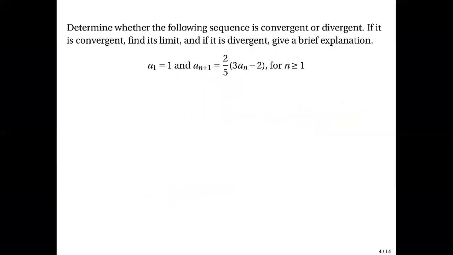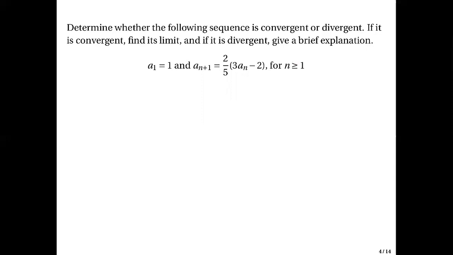Now, for this, determine whether the sequence is convergent or divergent. If it is convergent, find its limit, and if it is divergent, give a brief explanation. Okay, so in here you have a sub 1 equals 1 and a sub n plus 1 equals 2 over 5 times 3 a sub n minus 2 for n greater than or equal to 1. So this is a recursive formula. So the term depends on a previous term.